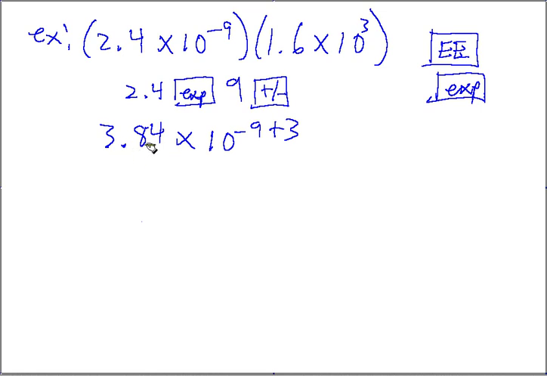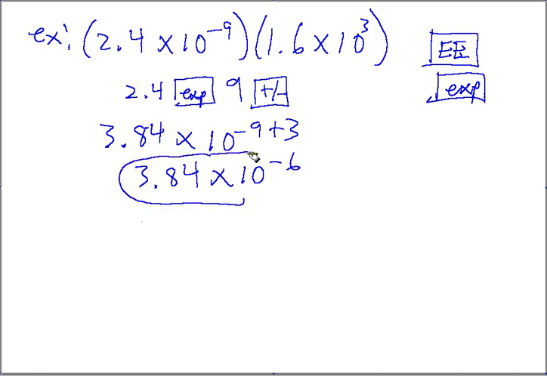So I get 3.84 times 10 to the negative 9 plus 3. Because we're multiplying two exponential expressions, we add exponents. So the final answer will be 3.84 times 10 to the negative 6 as our solution. And hopefully when you punch it on the calculator, you get the same result as I got here, doing it partially by calculator, partially by hand.